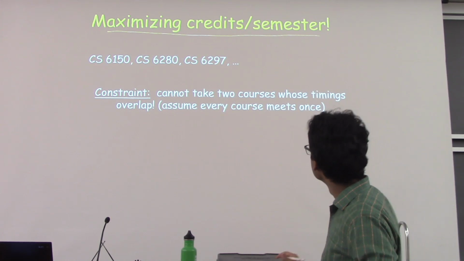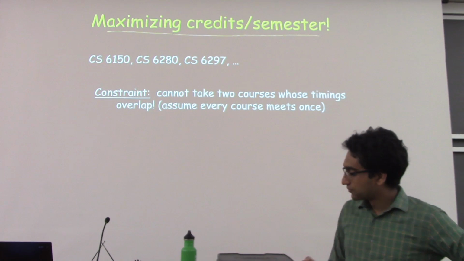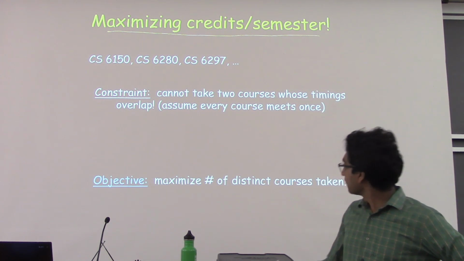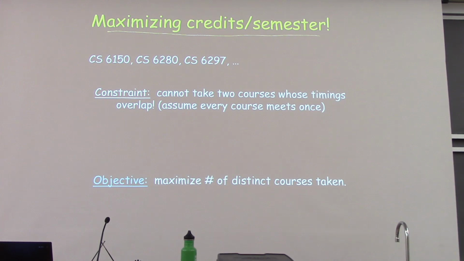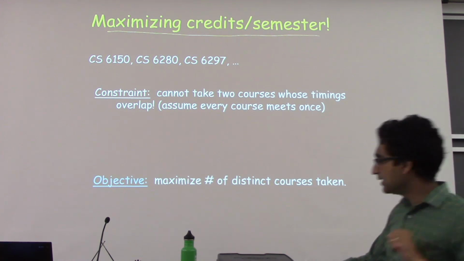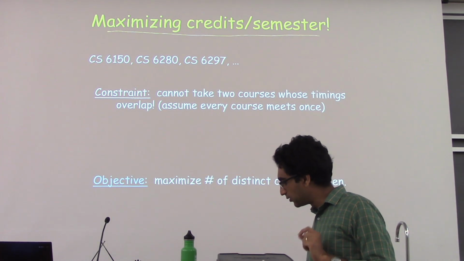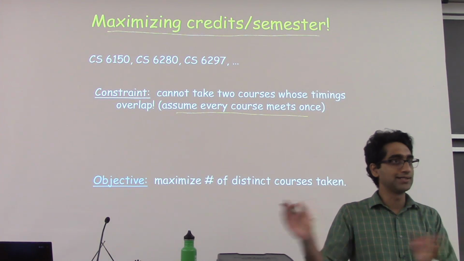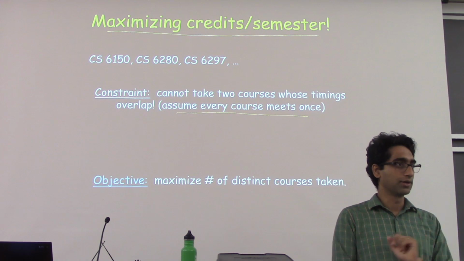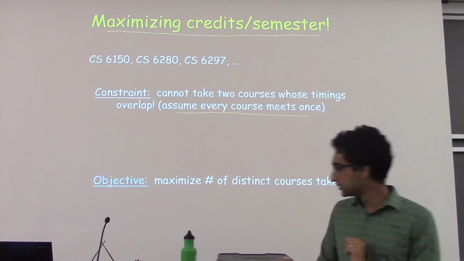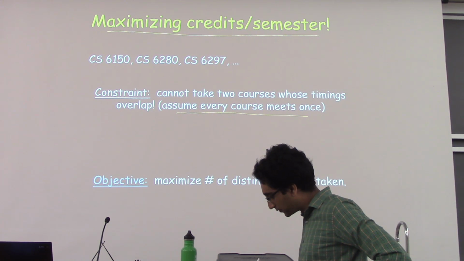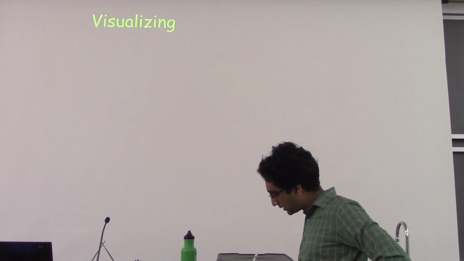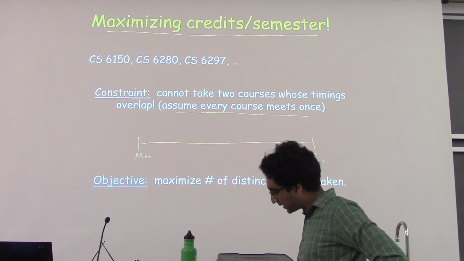So let's do this. And the question is how you do this. Formally, what is the problem? You have a bunch of classes. I'm also assuming that for every course you meet only once, so it's not like twice a week kind of thing. You just meet one slot, one interval of time. So you have the week ahead of you, Monday through Friday, and you have timings and so forth.